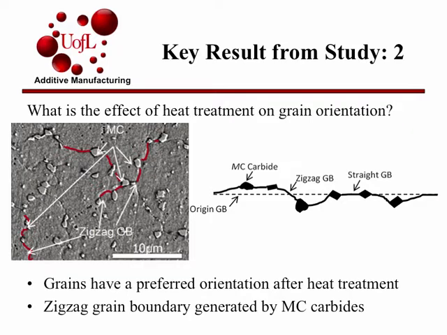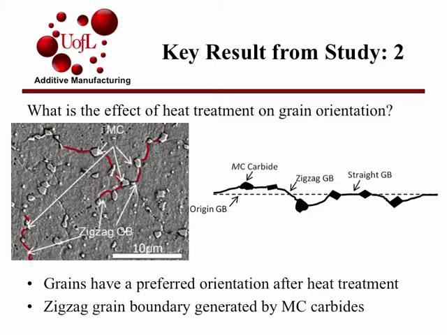The second result is, what is the effect of heat treatment on grain orientation? After they annealed at certain temperatures, the grains kind of melted into these rectangular shapes, and they all had the same orientation, showing that the grains had a preferred orientation after the heat treatment.